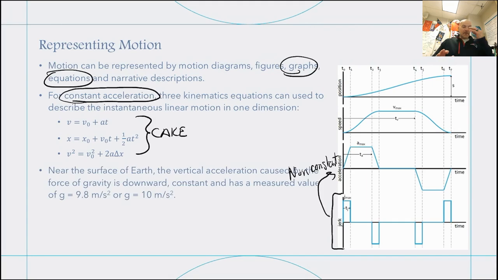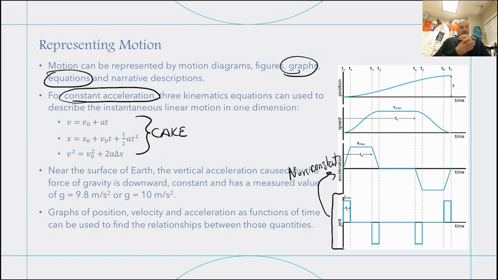Now we're talking about the special case of what happens near the surface of Earth. We get a vertical acceleration caused by gravity, which is downward and constant, with a measured value of 9.8, or you can simply use 10. In multiple choice questions, 10 will probably be the one you want to use, but 9.8 will probably be the one you use in free response questions. But make sure you check what the test wants. Sometimes it'll say use g equal to 9.8. If it doesn't make that statement, then you can use 10.